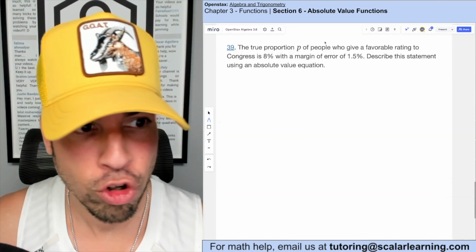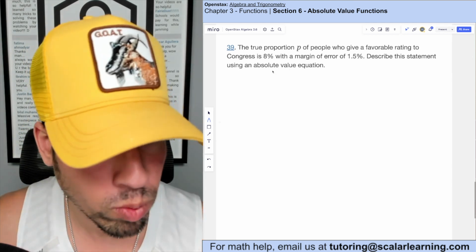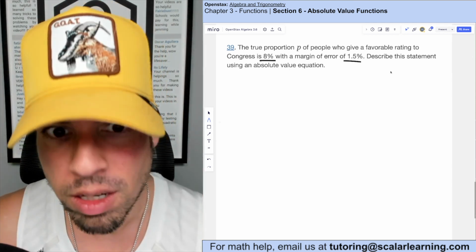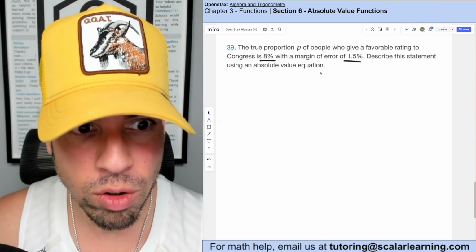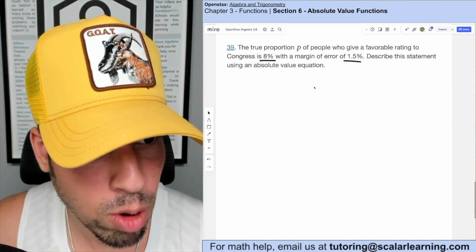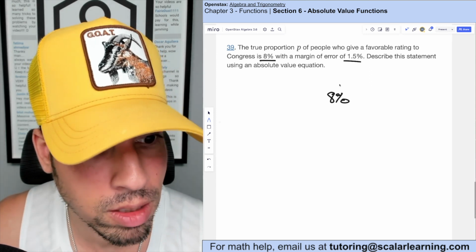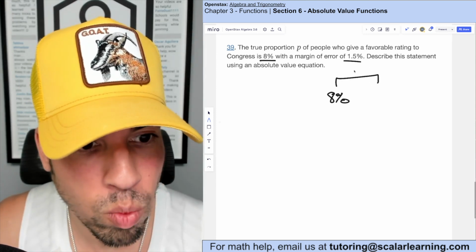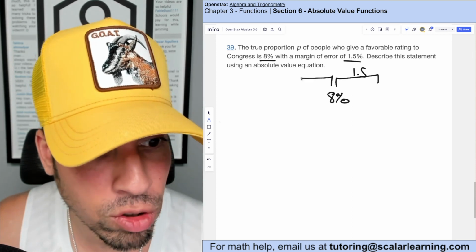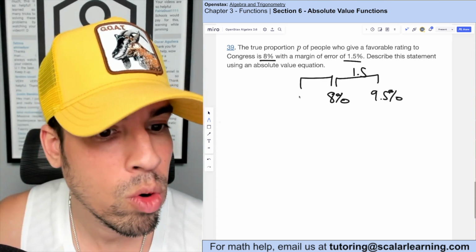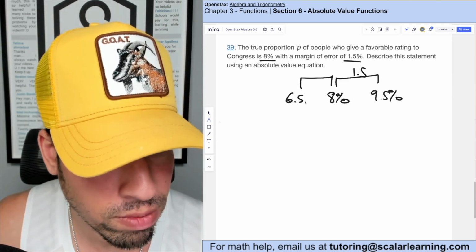Boom, done. The true proportion P of people who give a favorable rating to Congress is 8% with a margin of error of 1.5%. Describe using an absolute value equation. So when we talk about margin of error, what we're saying is when it says 8%, we are within 1.5 in either direction, meaning this could be as high as 9.5% or as low as 6.5%.